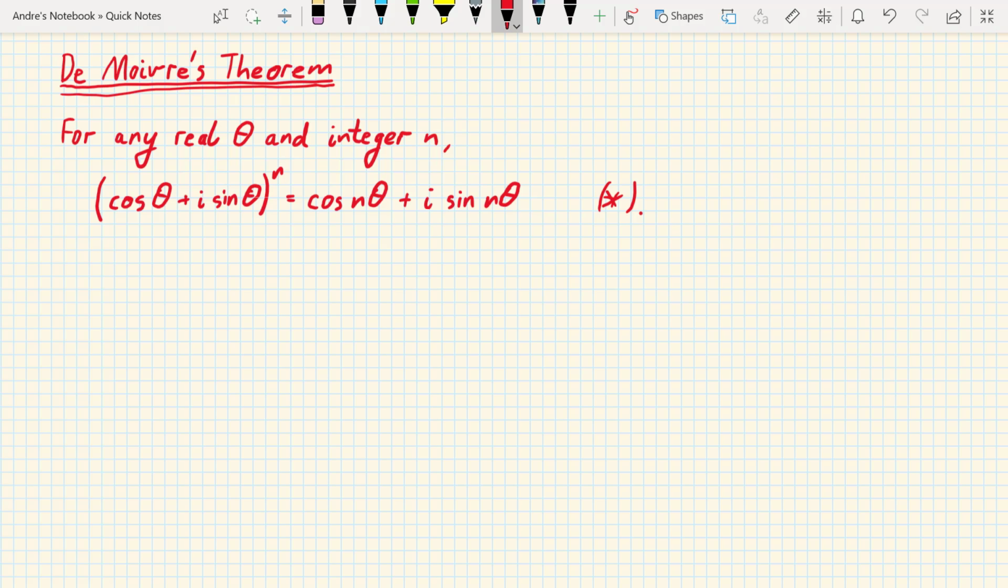De Moivre never actually stated this theorem in his works. Some authors refer to de Moivre's theorem as only covering the cases for positive integer n. But we're going to assume that de Moivre's theorem is covering all integer n, and that's what we're going to prove. So we're going to prove this theorem in two ways.